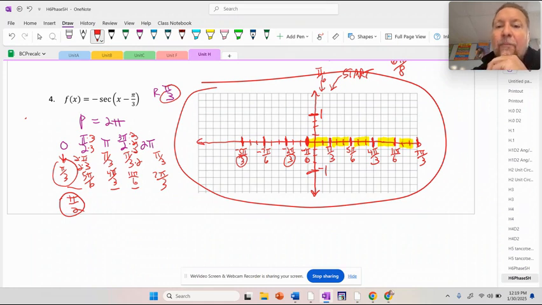Almost done. Hey, remember, this is where we start, though. So I should put, like, start, this is where.